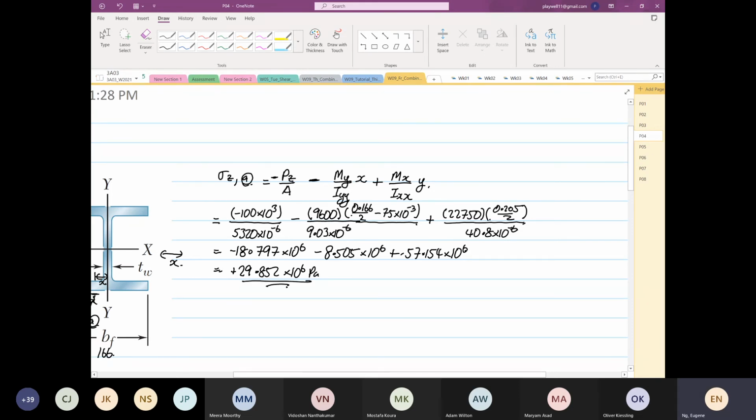Okay, if you look at the loading situation, this is what we call eccentric, because we have eccentric, unsymmetrical loading. So this is based on the formula. Okay, so now where are we?